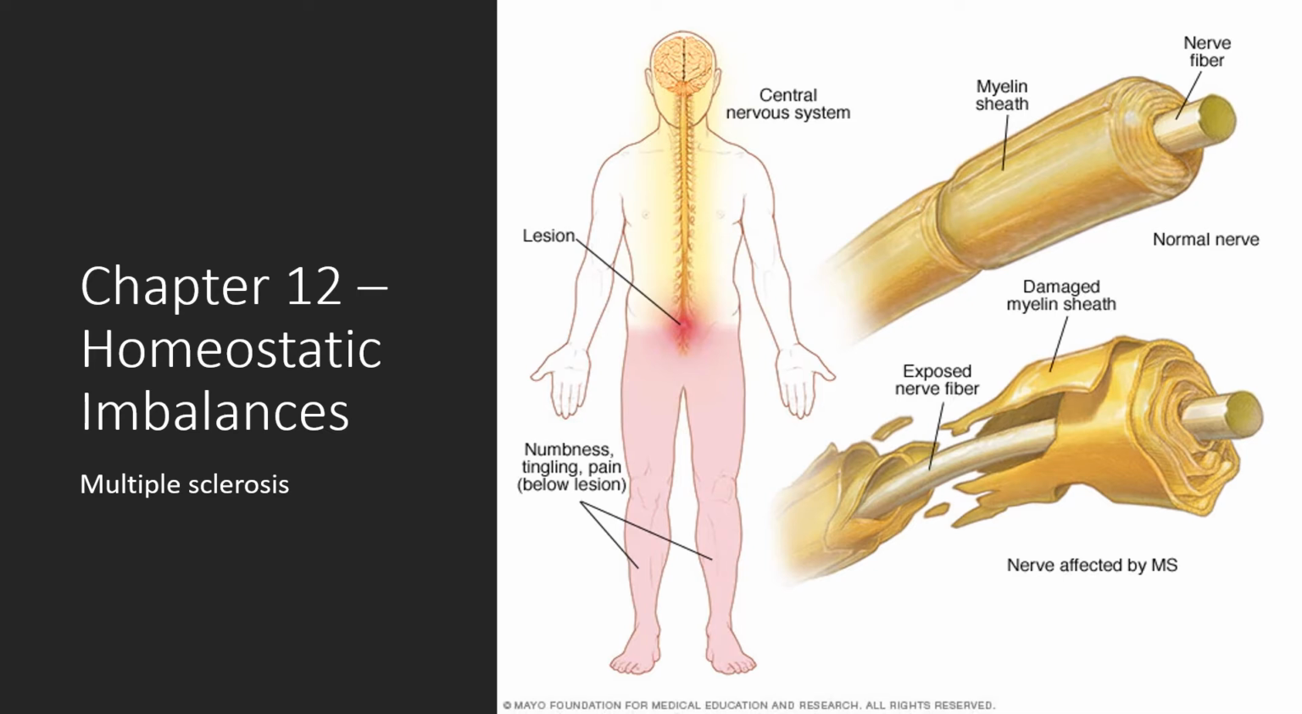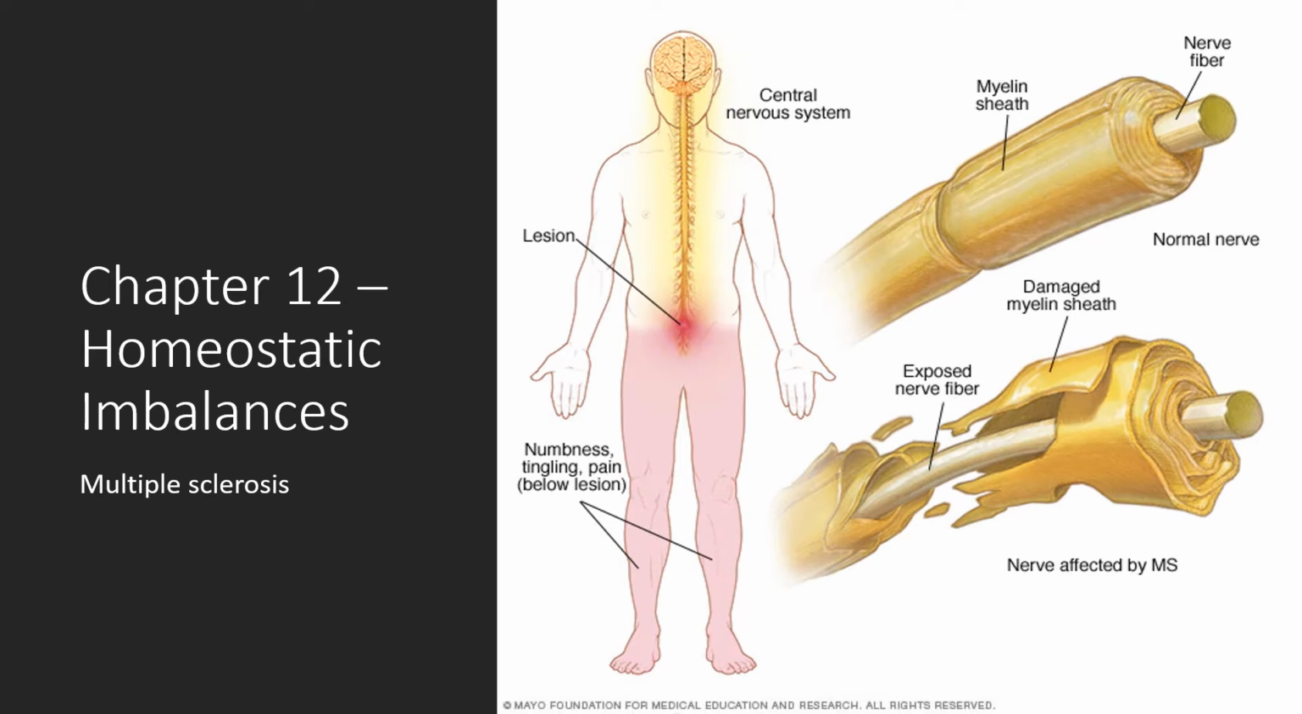Chapter 12 was our nervous tissue chapter, and the homeostatic imbalance for this one that I would like to focus on would be multiple sclerosis, also called MS. This is a disease that involves progressive destruction of the myelin sheaths around neurons within the central nervous system. It usually appears between the ages of 20 and 40 in most of the population, and it affects females about twice as often as it affects males, interestingly.